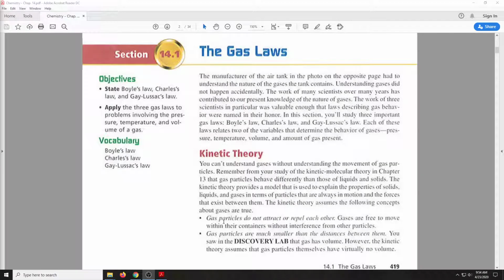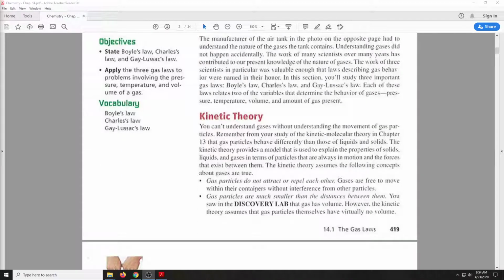First off is that gas particles do not attract or repel each other. So we're assuming that when gas particles are running around inside a balloon or whatever, the particles themselves don't interact with each other. Like if they're near each other, there's no electric force and there's no gravitational force affecting anything that they're doing. In reality, yes, I guess it does, but in our theory, no, they do not interact with each other. Gas particles are much smaller than the distances between them. That is true. There's a lot of empty space in there, so how big a gas particle is is extremely small compared to how big the empty space is.